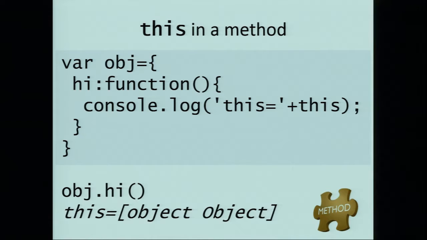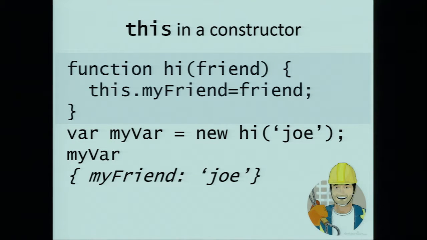And in this case, the this pointer points to the object definition, not the calling window. Now let's look by comparison with a constructor. Now this is a definition of a constructor. You have to put a new in front of this in order to make this constructor work.